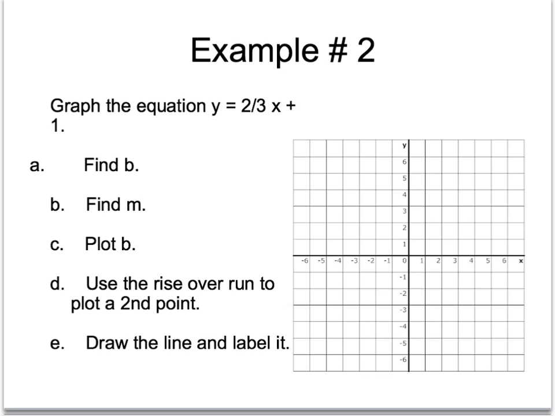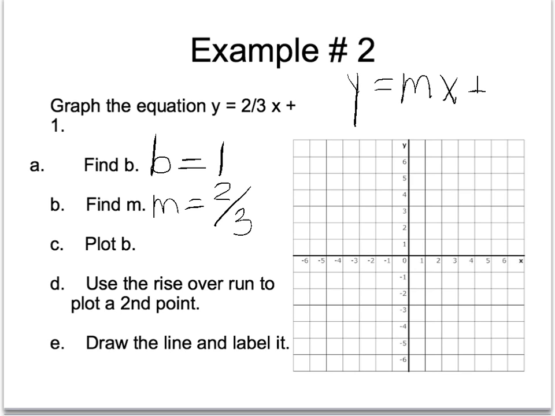Let's try that again. Example number 2 is y equals 2/3 x plus 1. So finding b, b equals 1. Finding m, m equals 2 over 3. Remember, I'm always using it in the form y equals mx plus b. And so my m value is the constant rate of change. It's the coefficient with the x. And my b value is my constant.